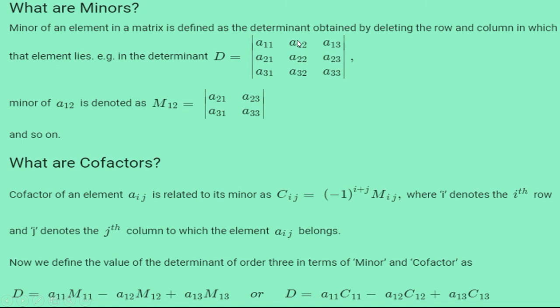A12 is here, so we will ignore that column and that row in which it occurs, and will write A21, A23, A31 and A33 in determinant form, and when you expand it, you will get the minor M12. A11 also has its own minor, A13 too, so each and every entry has its own minor. Now coming toward the cofactor, when we multiply (-1) to the power i plus j with the minor, it will give us the cofactor of that entry.